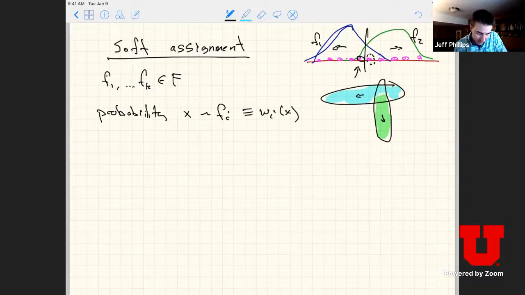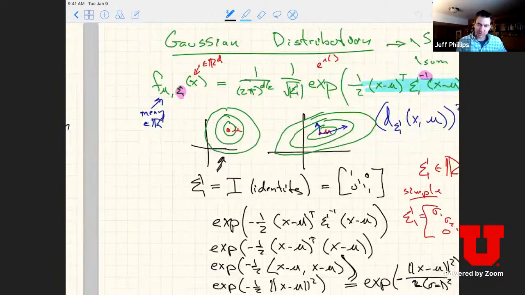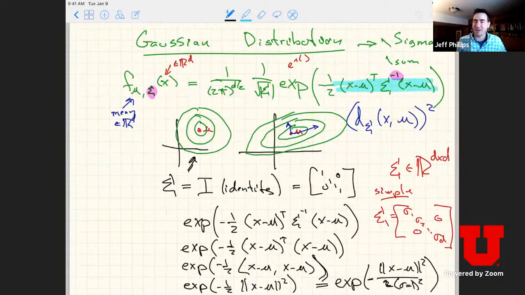We're going to define wi of x to be fi of x divided by the sum for i equals 1 to k of fi of x. Both the numerator and the denominator have some unknown normalization term, but they cancel each other out. Or maybe I can write down the probabilities. I did have those coefficients. If you remember, I had this messy term in the front here, which I didn't really want to talk about. This means that cancels out, and I can ignore it.